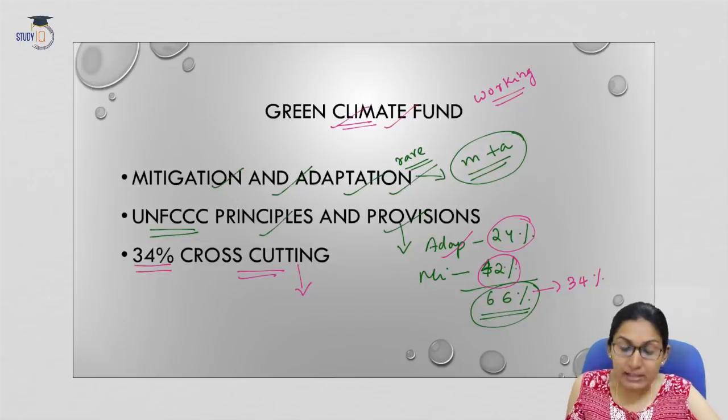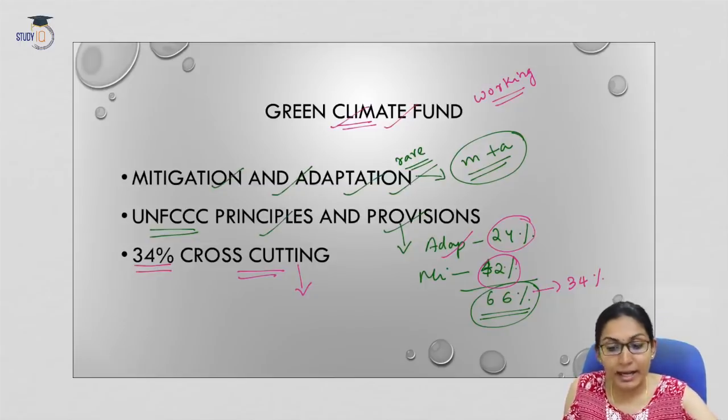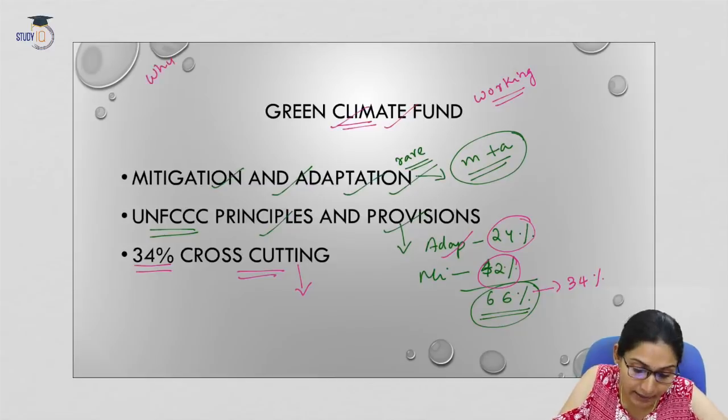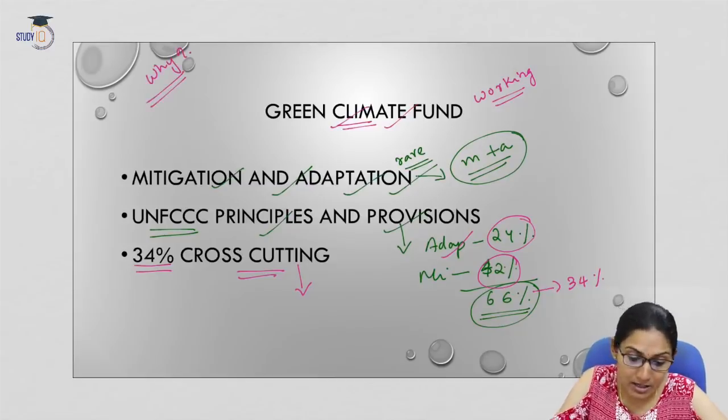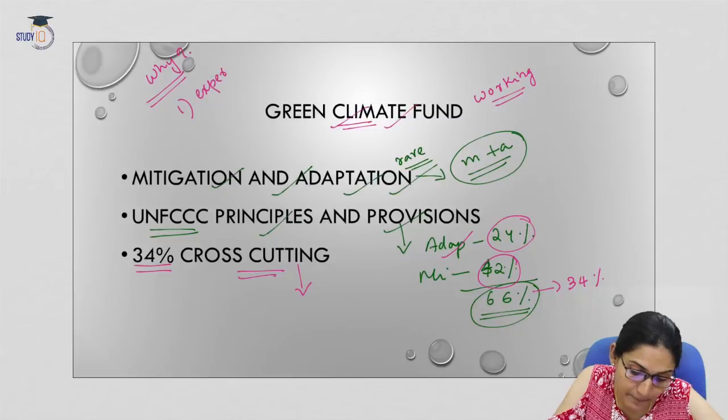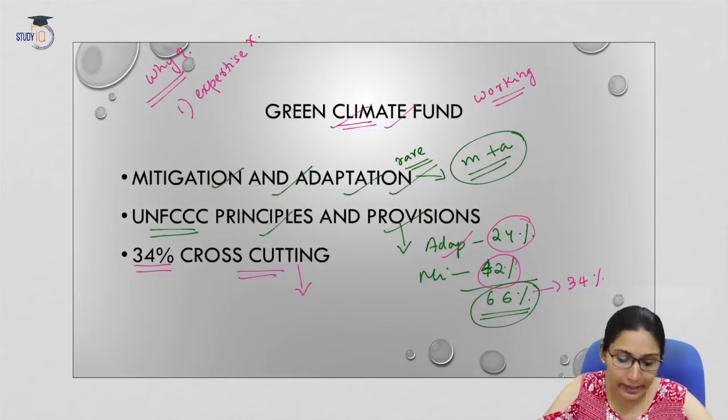Now when we look at the Green Climate Fund also, even though it funds both adaptation and mitigation projects, more focus here also is given to mitigation. What is the reason? Why low levels of funding is given to adaptation projects? The first thing is that adaptation is a new endeavor without much expertise. So much expertise is not available for adaptation. This is a very new endeavor.